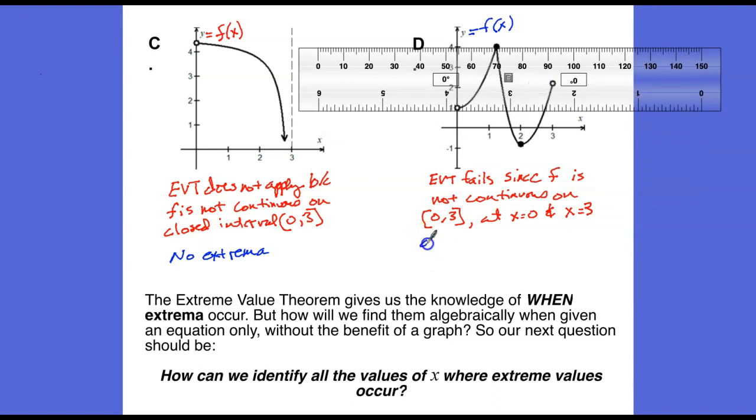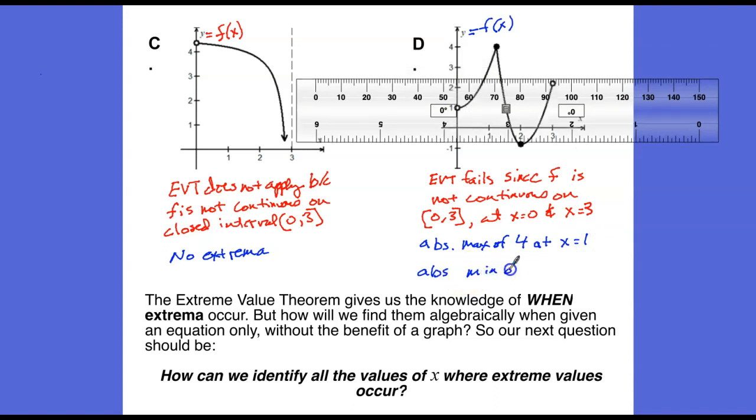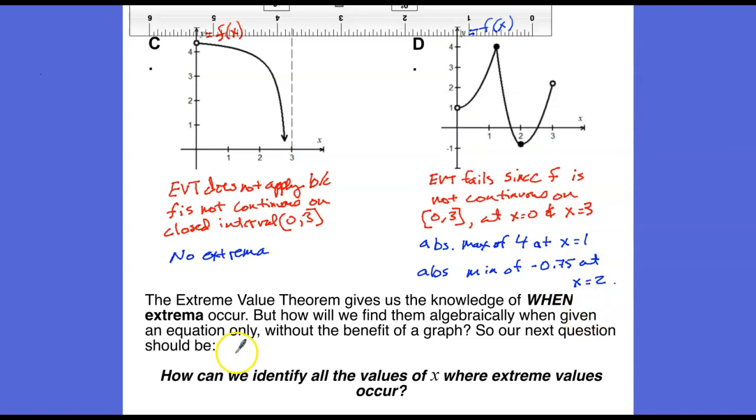So let's go ahead and record that. Absolute max of 4, x equals 1. Absolute min of negative 0.75 at x equals 2.